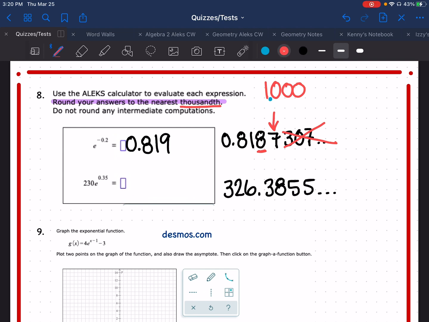326.3855... I count 1, 2, 3. There's the one I want to round. This is the one that's going to tell me if I should round it up or let it rest, if I should add 1 more or let it rest. And it says add 1 more because it is 5. Remember, 5 or more, add 1 more. So I'm going to say 386. That's it for that one.